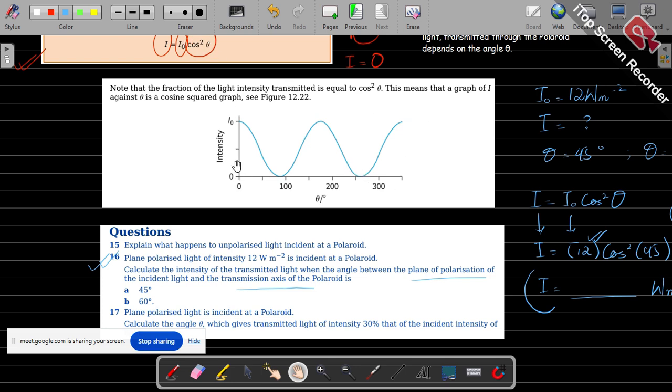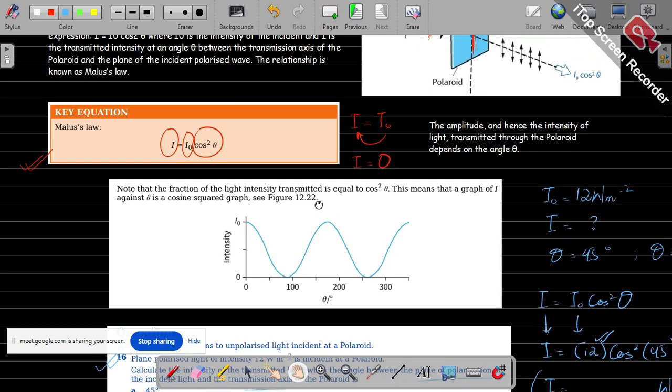At theta 0, intensity is going to be the original incident intensity. At 90 it would drop to 0. At 180, cos 180 would give you -1, its square would again give you +1, which multiplied with the original intensity will again give you the original intensity. And then 270 will give you 0, and 360 will again give you maximum intensity, which is I naught. Clear? So this right here is the graph for intensity.